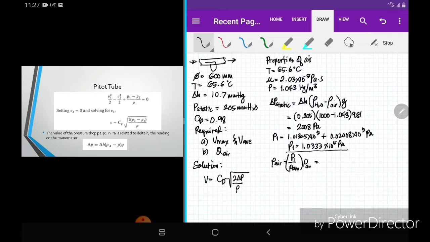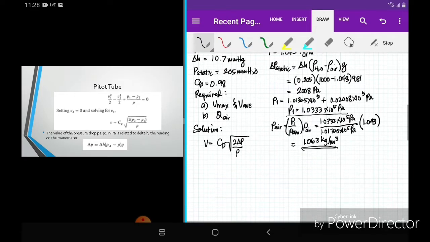This is then equivalent to 1.0333 times 10 to the 5th Pascal divided by 1.01325 times 10 to the 5th Pascal multiplied by 1.043. Then the corrected density of the air is then equivalent to 1.063 kilograms per cubic meter. This is then the corrected density of the air.